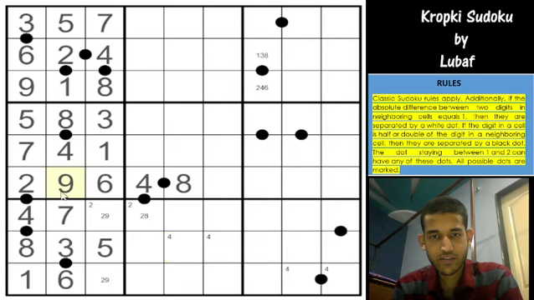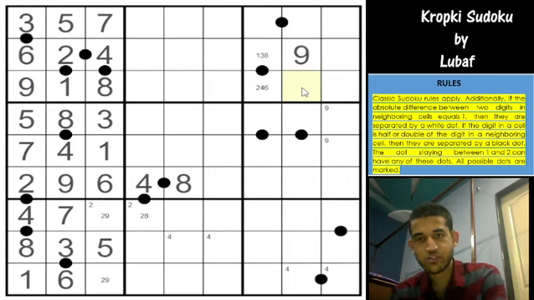Look at this 9, guys. 9 cannot go into these cells. 9 cannot go here, so 9 goes here. 9 cannot be in these 4 cells, so 9 goes here. And you have a 9 in row 3, so that gives us a 9 here. That's awesome.